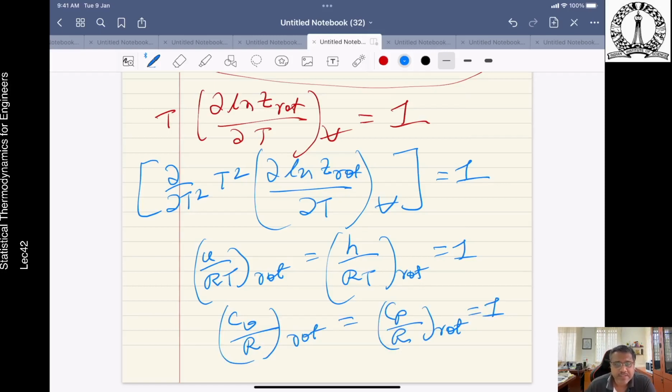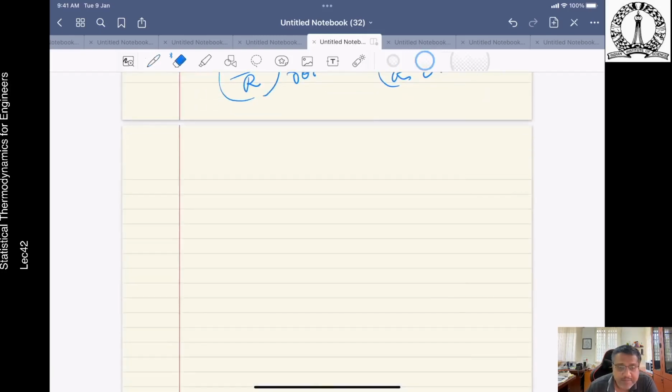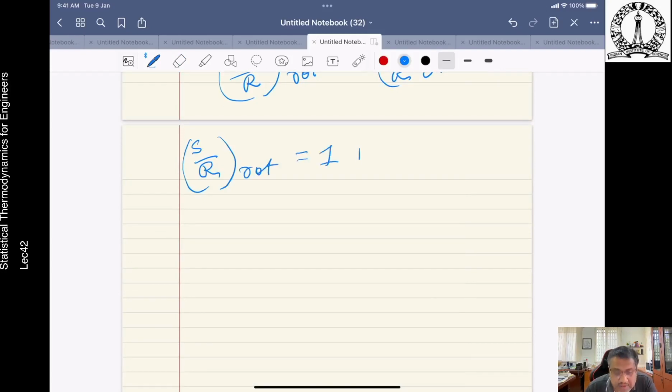And the rotational contribution of entropy, therefore, becomes S by R rotation is equal to 1 plus ln T by sigma theta r. For heteronuclear diatomics containing atomic hydrogen, the partition function can be similarly expressed in the form that we already predicted earlier.